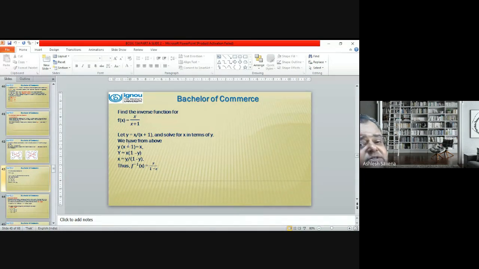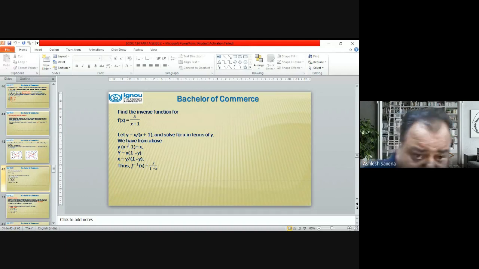That is the inverse. We have to change f(x) by y. We have to bring the equation in terms of y. The basic problem was in terms of x. For finding out the inverse, we have to convert that equation into terms of y.